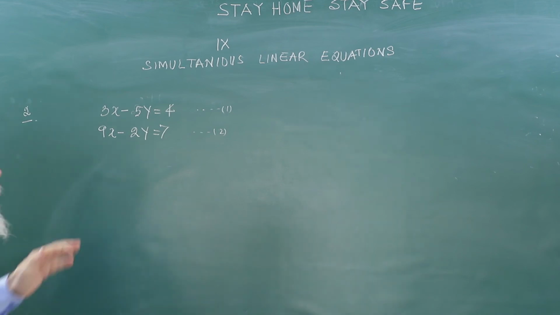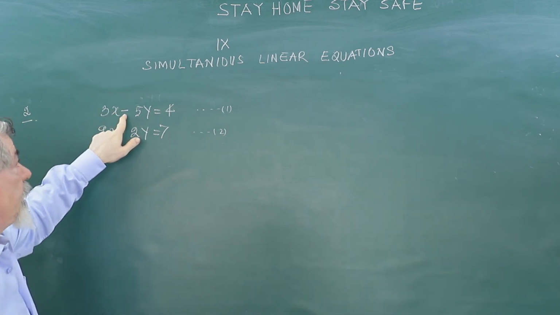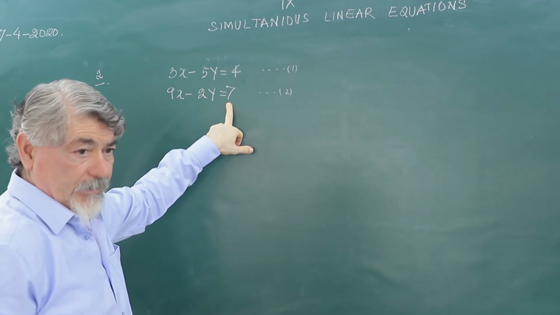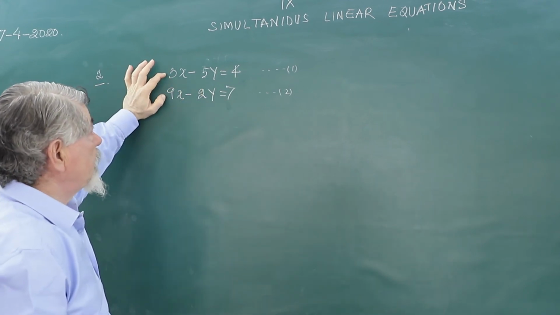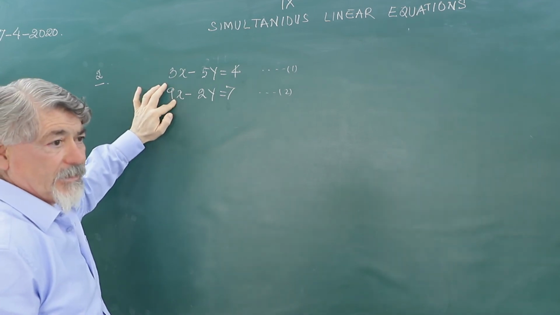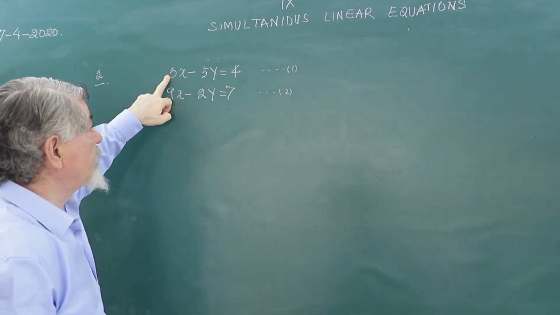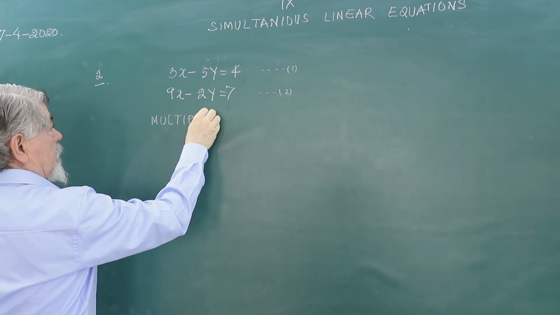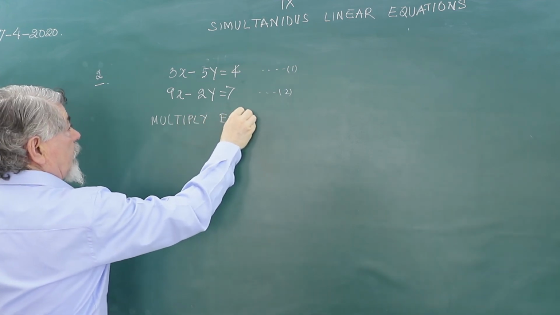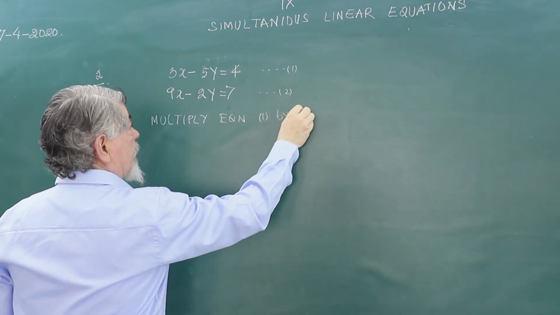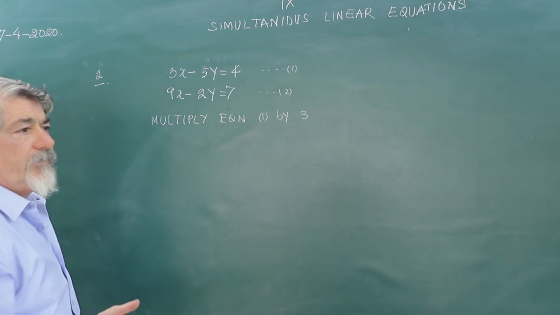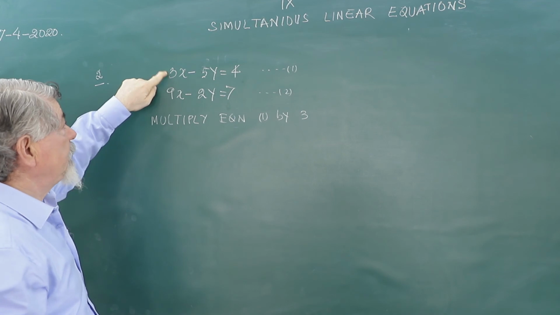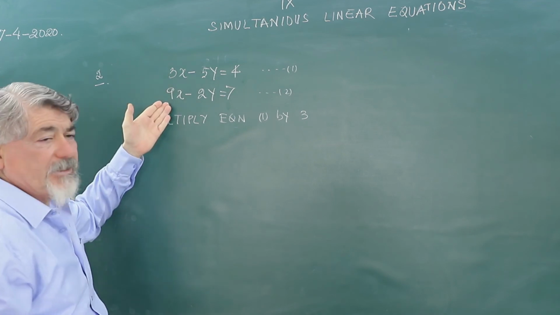I'm doing this question of simultaneous equations by elimination method. 3x minus 5y is equal to 4 and 9x minus 2y is equal to 7. If I want to make the x terms equal, the LCM of 3 and 9 is 9. So I can multiply equation 1 by 3. Sometimes you will need to multiply only one equation. If I multiply this equation by 3, then the x terms will become equal without multiplying the second equation.